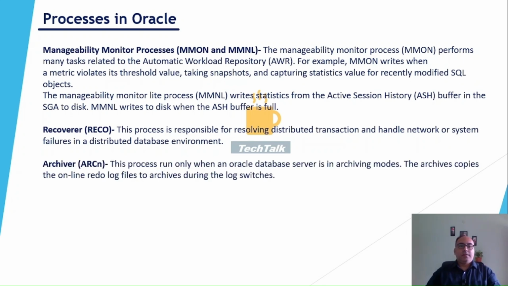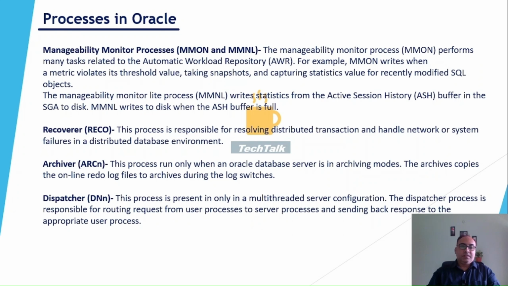Then we have the archiver. This process runs only when the Oracle database server is in archiving mode. It copies online redo files to archives during log switches. The dispatcher is used in a multi-threaded environment. The dispatcher process is responsible for routing requests from user processes to server processes and sending responses back to the appropriate user process. So that's about some main processes which fall under background processes.